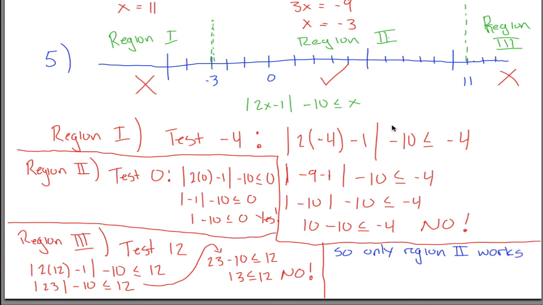So I can now come up with my solution. Everything in region 2 works. So everything from -3 up to 11. So the question is, do you want to include those endpoints -3 and 11? Turns out you do want to include the endpoints in this example because it was less than or equal to. If we didn't have this or equal to, we would not include the endpoints. But in this case, we do want to include the endpoints. So my solution would be everything from -3 up to +11, including both -3 and +11.